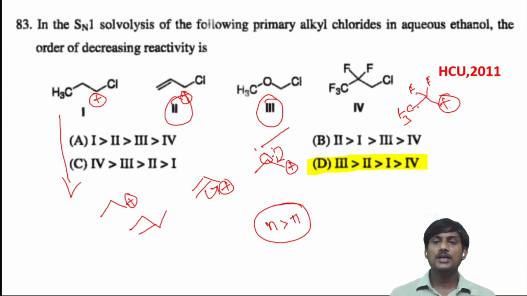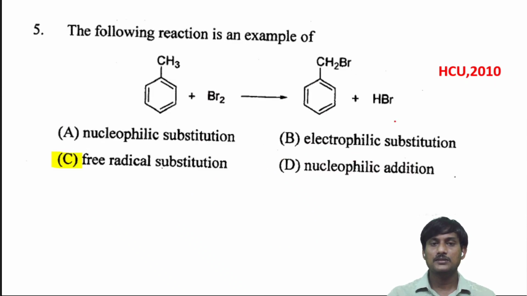If you take this carbocation and this carbocation, here there is an electron withdrawing group. So the electron withdrawing groups destabilize the carbocation. So what is the order? This one is more stable. Next one is this one, next one is this one, and the least stable is this one. So what is the order? 3, 2, 1, 4 is the correct option.